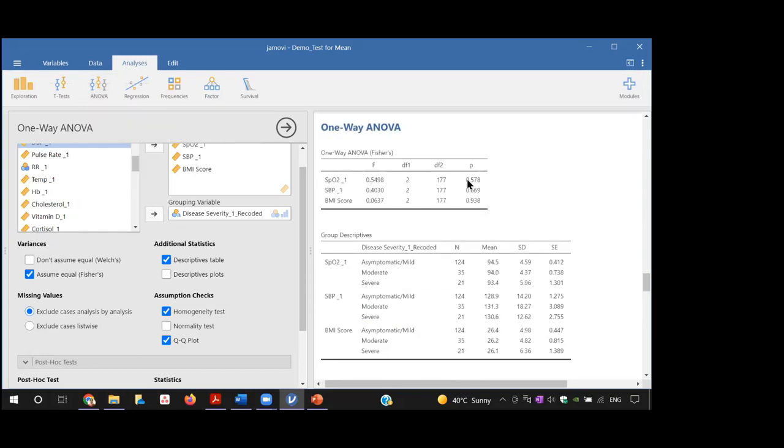Ma'am, can you please quickly repeat, ma'am? We are stuck with the proceeding. After doing homogeneity and QQ plot, what should we do, ma'am?